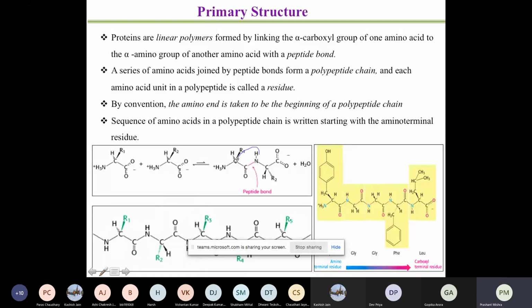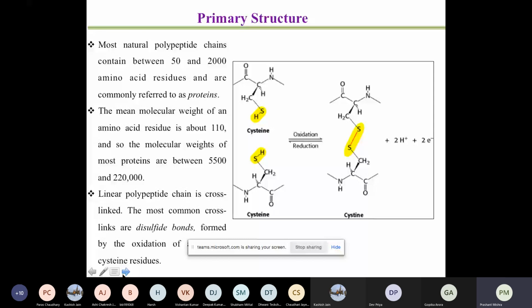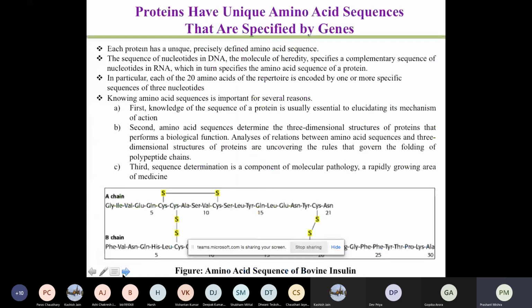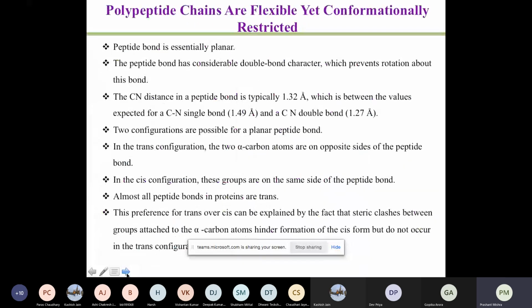So this is the peptide bond. Now what I'm saying is that these peptide bonds, the CN bond, the bond between CO and NH, I'm not talking about NH and C. I'm talking about this bond which is between CO and NH. So this is the peptide bond. This peptide bond has, relatively, the characteristic of a double bond. Why is it so?